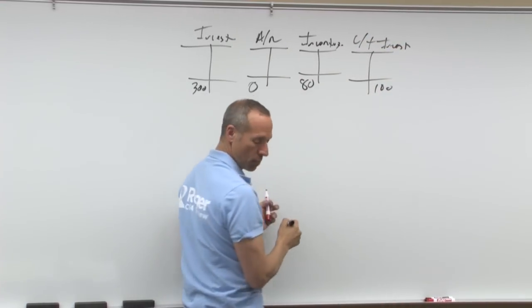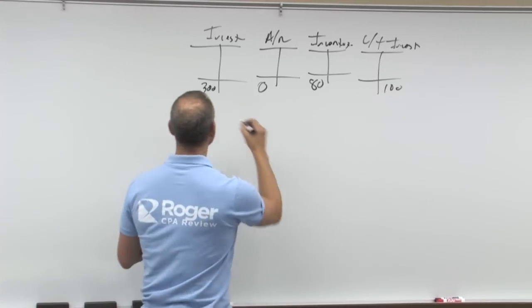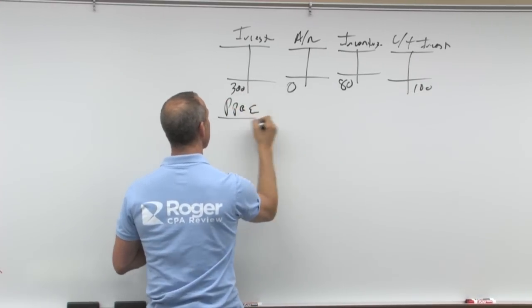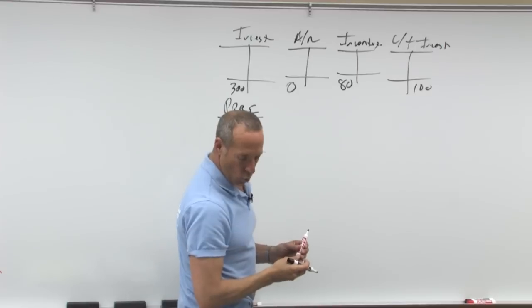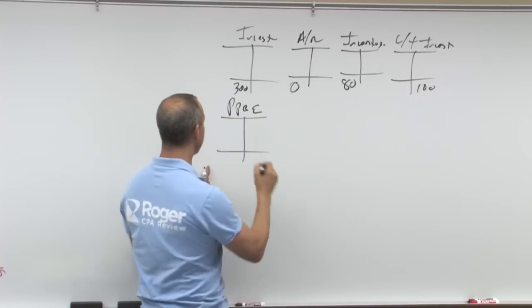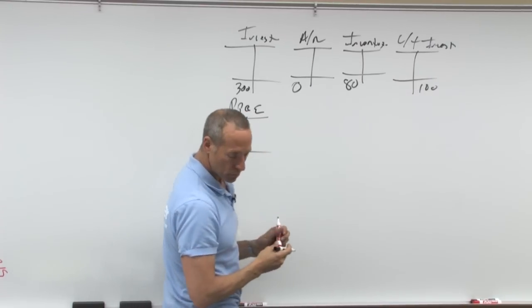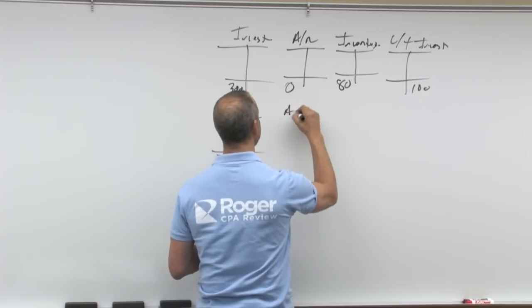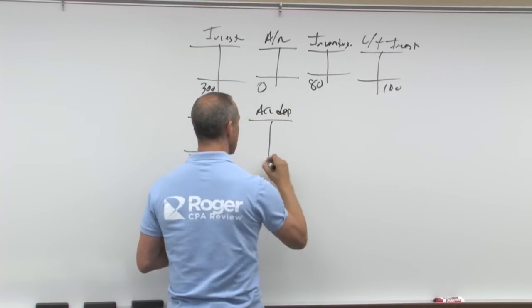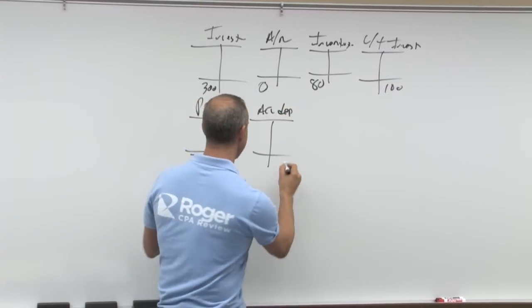Credit 100. Next item, plant assets, PP&E. Now PP&E went up by $700, that's a debit. Next one, accumulated depreciation. Now, accumulated depreciation had no change.